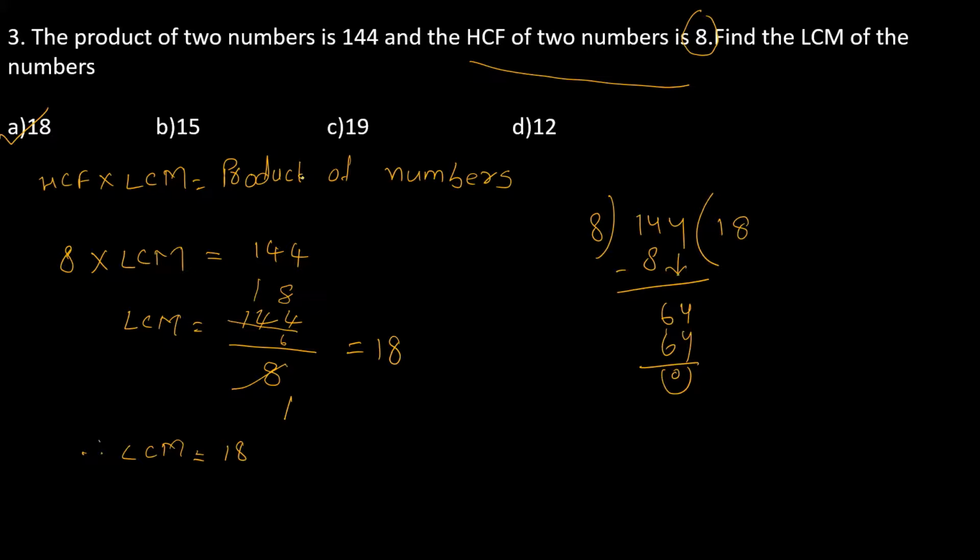First, from the question you have to identify what is given, what you have to find. In the question they are given the product of numbers and the LCM of two numbers. Find the LCM of the number. So in the formula you have to substitute the given values. You have to find the required.